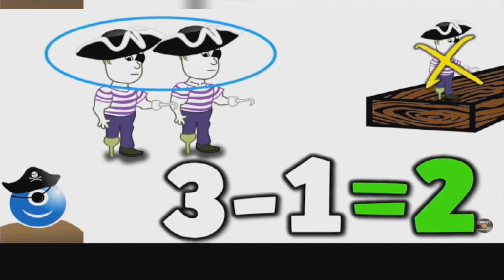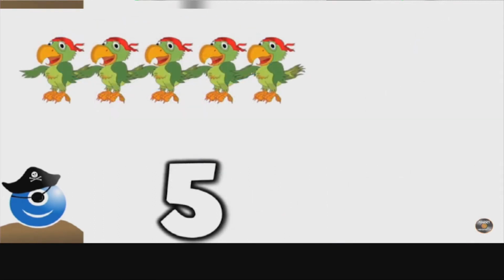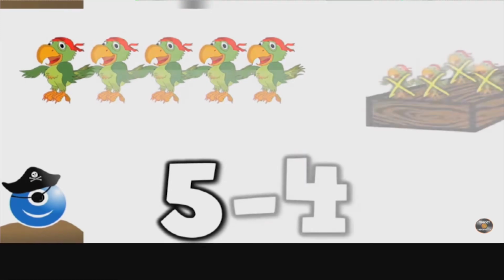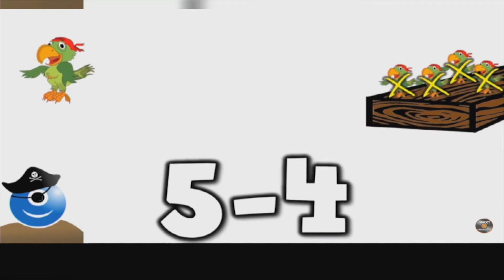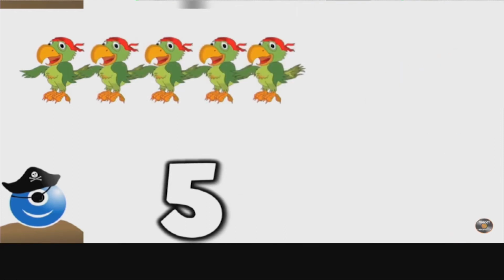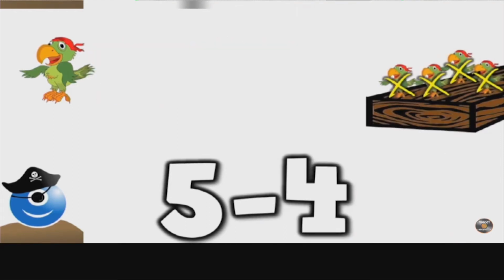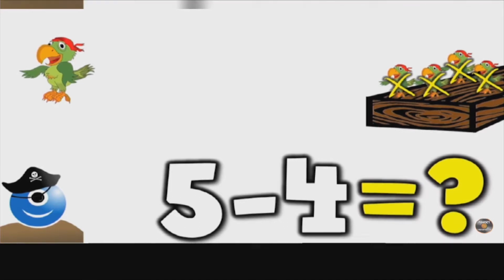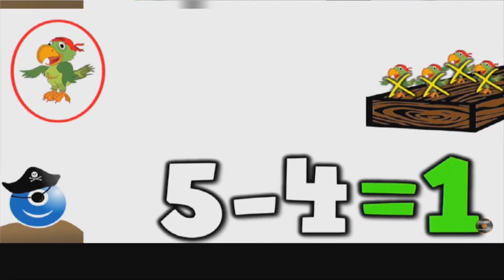One more story. Once upon a time, my ship had 5 pirate parrots. 4 of them irritated me with their squawking, and I made them fly off the plank. How many parrots did I have left? Let's think. 5 minus 4 equals 1. I had 1 parrot left.